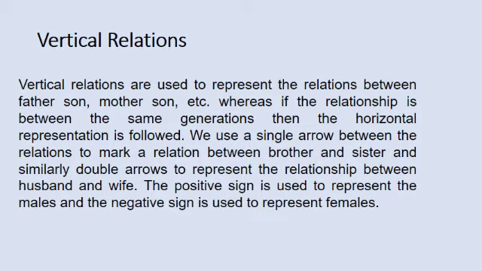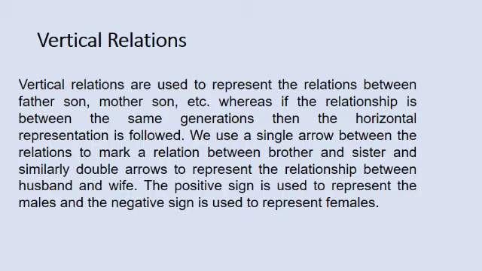Next we look at the next kind of questions that come under vertical relations. Vertical relations are used to represent the relations between father, son, mother, son, etc. Whereas if the relationship is between the same generation, then the horizontal representation is followed. We use a single arrow between relations to mark a relationship between brother and sister, and similarly double arrows to represent the relationship between husband and wife. The positive sign is used to represent males and the negative sign is used to represent females.